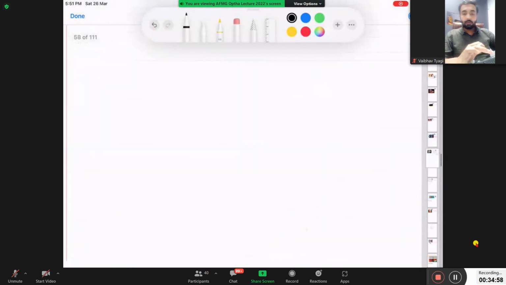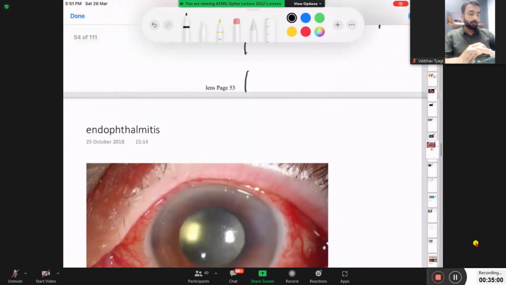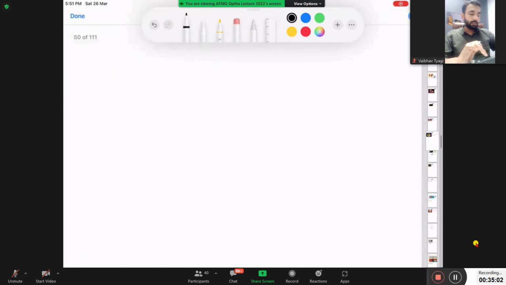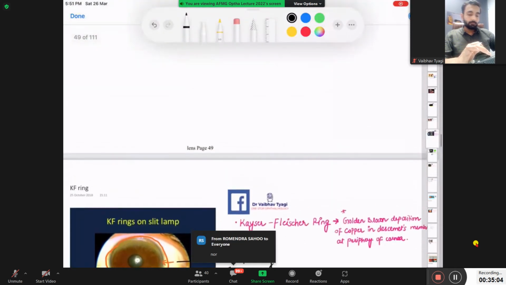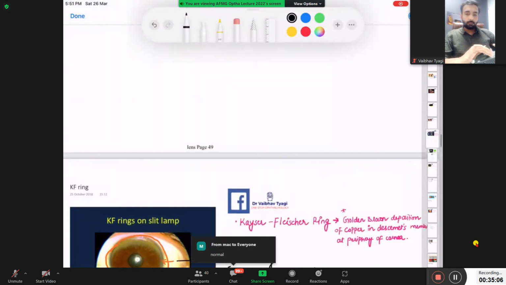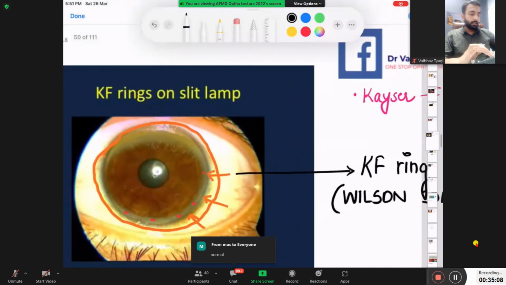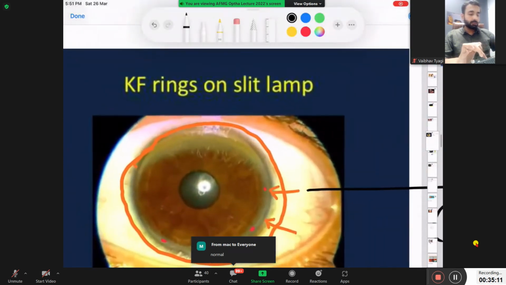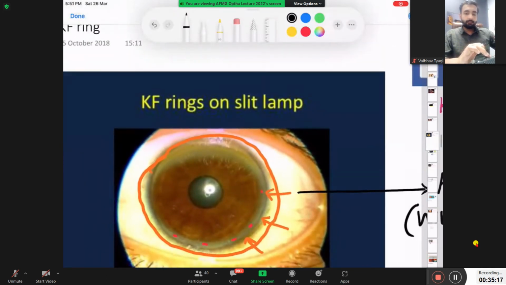Tell me in the chat box, patching is done in which eye? Normal eye, right. So can you tell me about this KF ring, what is the location of the copper deposition? In which layer of the cornea is it deposited? KF ring.